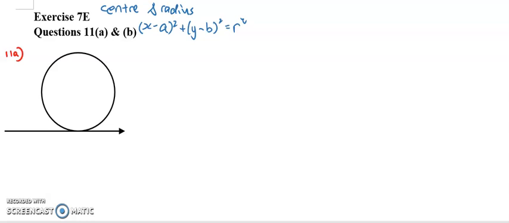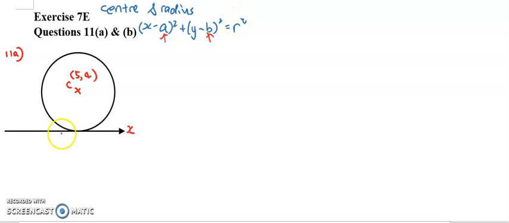Alright, for question 11, we are told that the circumference of a circle touches the x-axis, and the center is (5, 4). We are supposed to find the equation. Based on the general formula of the equation of a circle, we know the center, so we'll be able to fill in the values of a and b. What's missing is r.